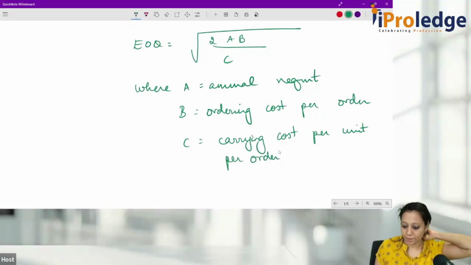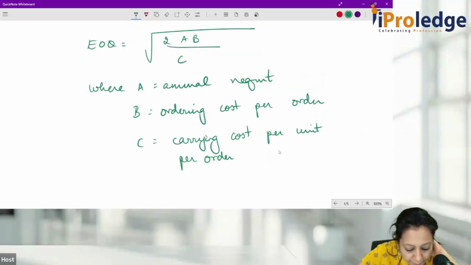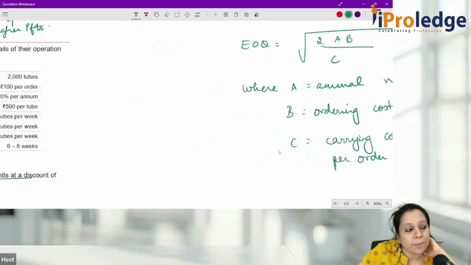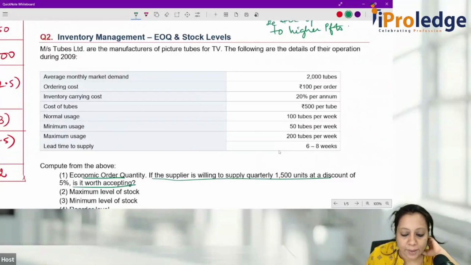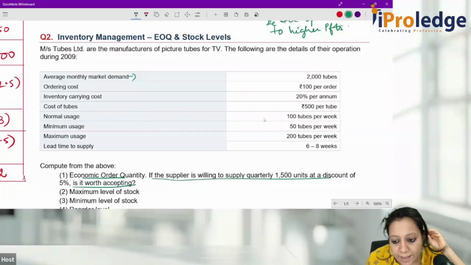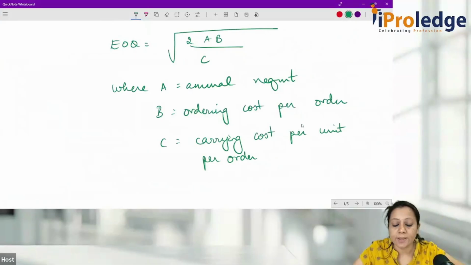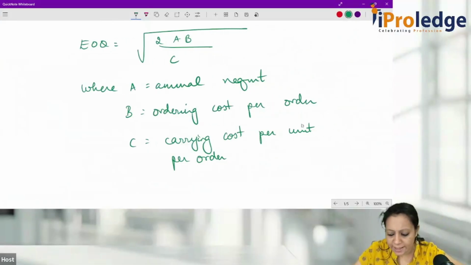Okay, so now let us find out what is A. Monthly demand is 2000. Right, students? Now, many students are taking monthly demand. Right. Now, they have given here monthly demand. Okay. What is the normal usage? They have given 100 tubes. Now, here is where many students go wrong. I told you it is a question which is there in CA material.